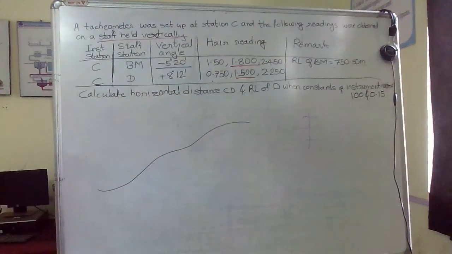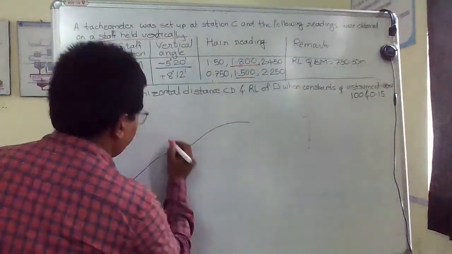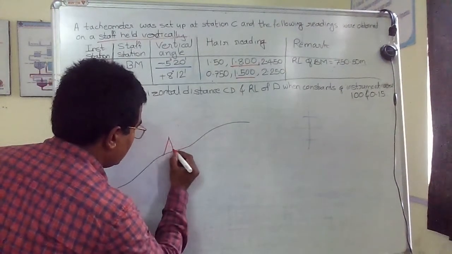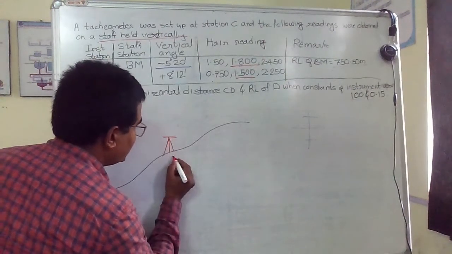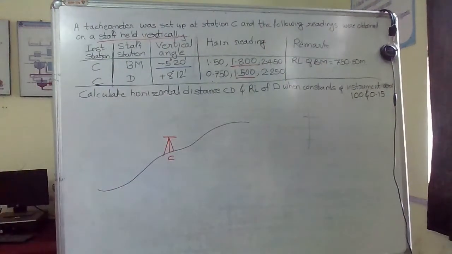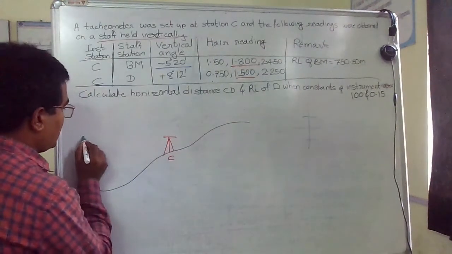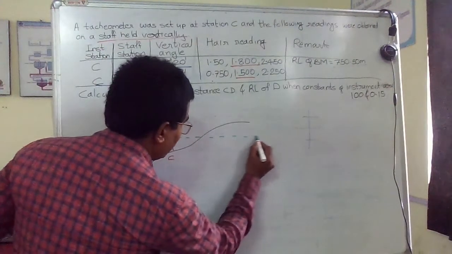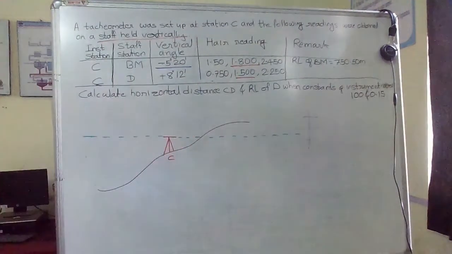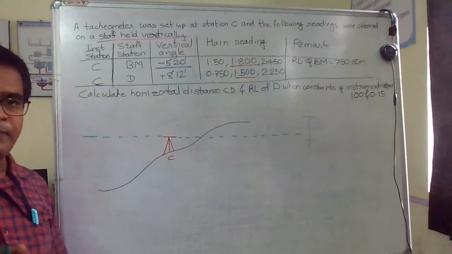Okay, so this is our point. This is the tachometer, and this is the point C where the tachometer is set up. And this will be the horizontal line, that is the line of sight, that is the axis of the instrument when the tachometer is horizontal. This is the very first step.